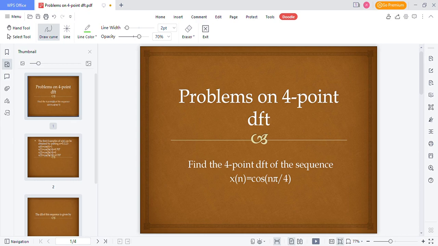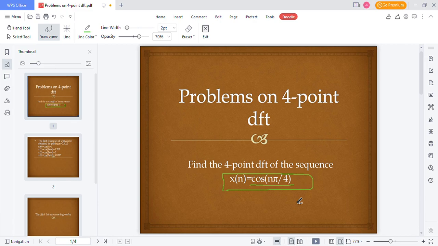So today we are going to see the problem on 4-point DFT. I told we would be looking at another problem on 4-point DFT. This problem is somewhat a different kind of problem. It is not a numerical problem. You can observe your x of n. Here x of n is equal to cos n pi by 4. It is in terms of cos and your numerical is not given.